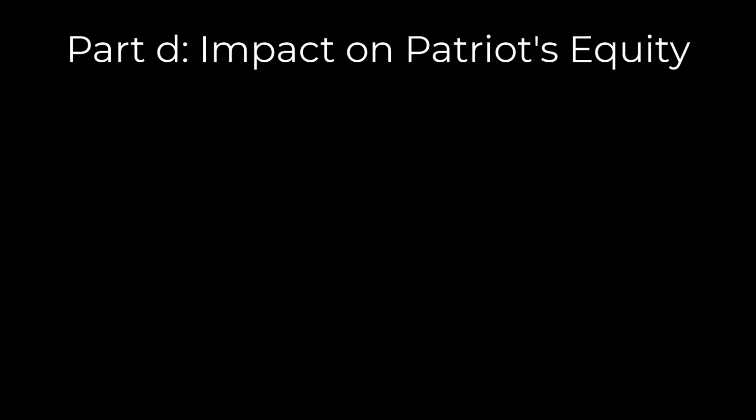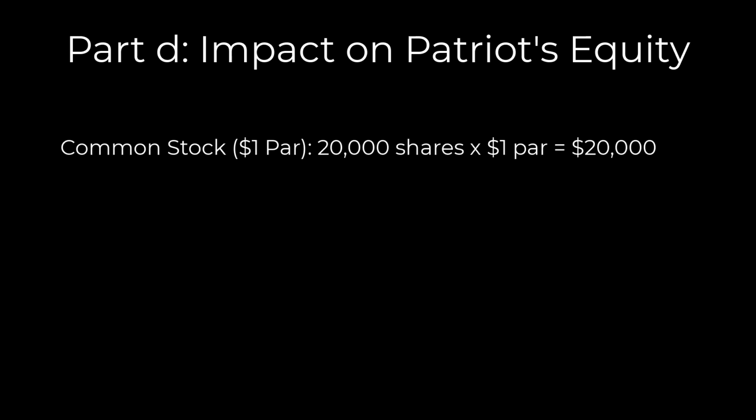The rule here is very strict and simple. The common stock account is always increased by the par value of the shares issued, nothing more. So, as you see, we take the 20,000 shares issued and multiply them by the $1 par value. That gives us a credit or an increase to the common stock account of $20,000.